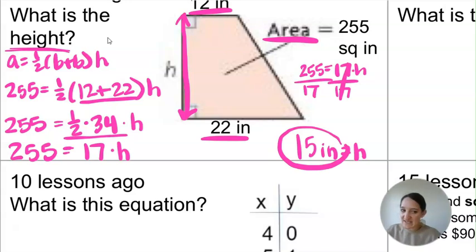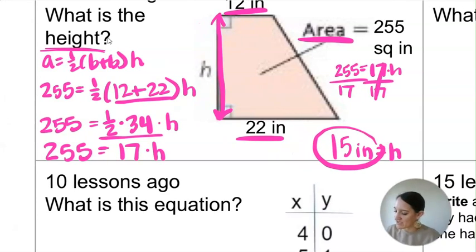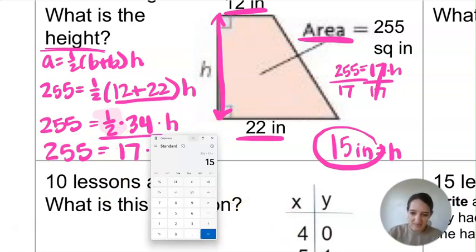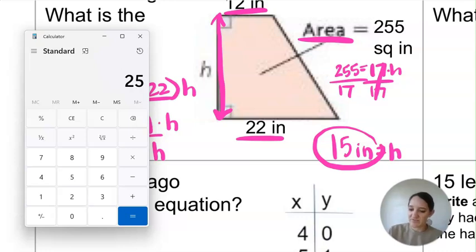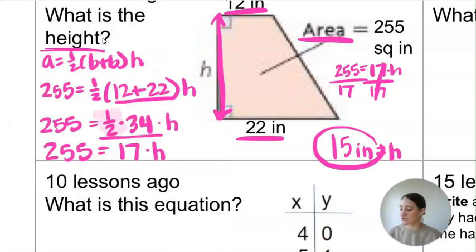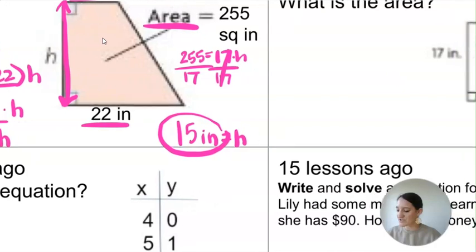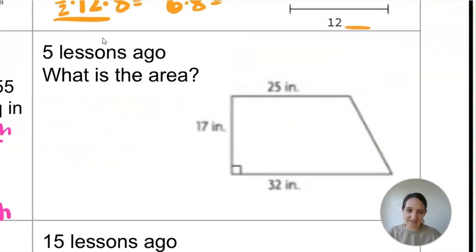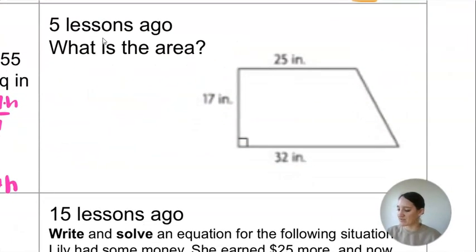Okay. The biggest mistake I see with these, and maybe you did it too, is that you don't take half and you end up going 255 divided by 34, and you get an answer that is only half what it should be. So make sure that you take and find the half of trapezoids and triangles.